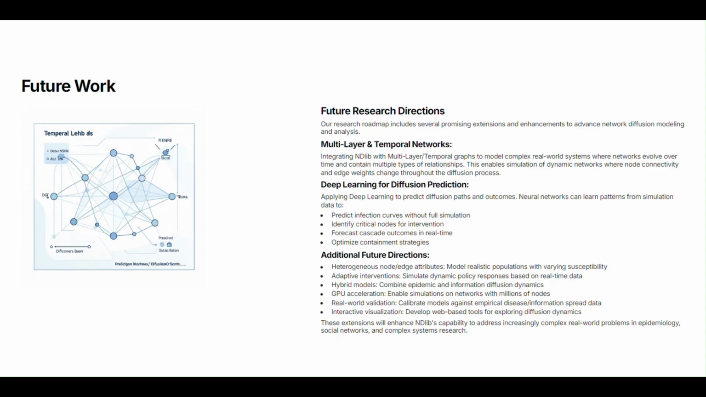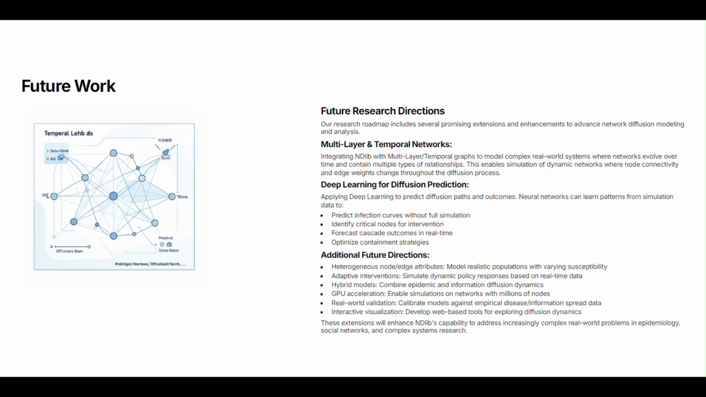Future research directions. Our research roadmap includes several promising extensions and enhancements to advanced network diffusion modeling and analysis. Multi-layer and temporal networks: integrating NDlib with multi-layer temporal graphs to model complex real-world systems where the networks evolve over time and contain multiple types of relationships. This enables simulation of dynamic networks where node connectivity and edge weights change throughout the diffusion process.